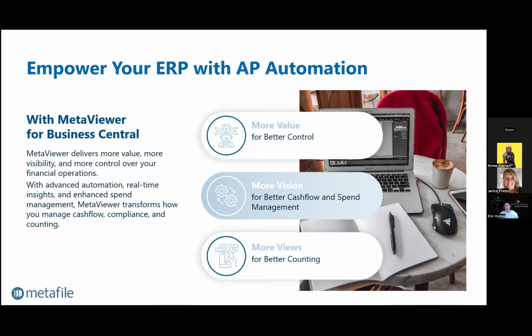And so as we're looking at MV and B to BC, does that mean more value for better control, more vision for better cash flow, more views for better accounting? No, it means MetaViewer for Business Central.